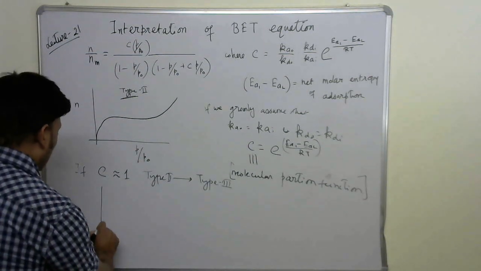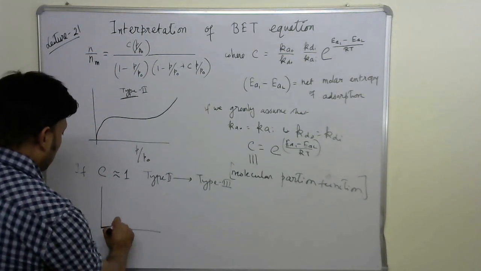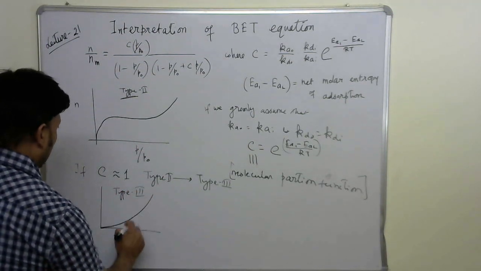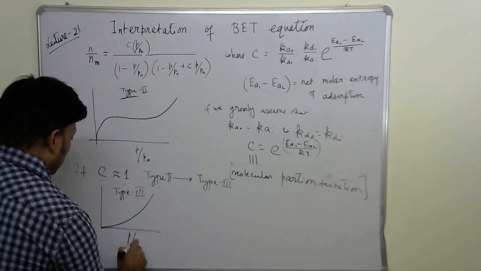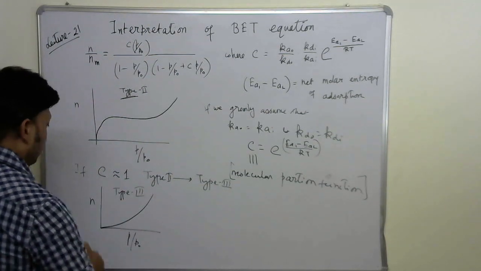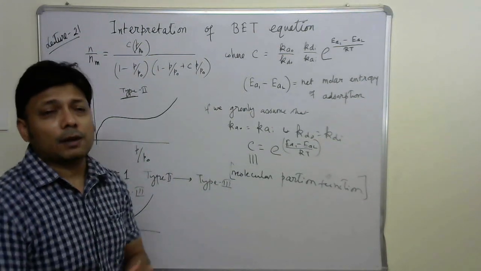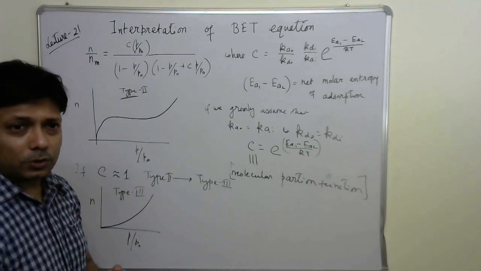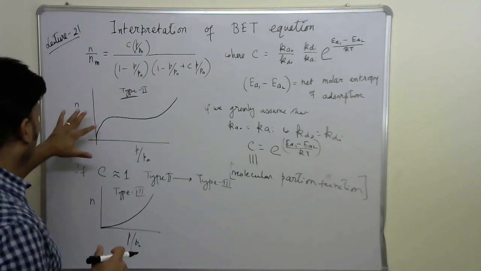So what is type 3, if you can remember? Type 3 adsorption isotherm is something like this. So now you see the BET isotherm successfully explains the type 3 isotherm. So now the question is, how can it explain the type 1 isotherm?